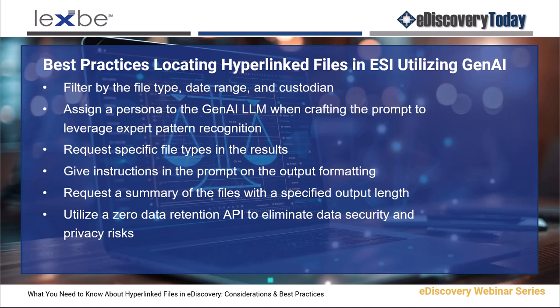To prevent a lot of non-document hyperlinks returning in the results, you'll want to define the document types you're looking for in the prompt. You'll also want to give the GenAI LLM instructions on how to format the output with the parent-child relationship, and you can include a summary as well. You'll always want to utilize a zero data retention API or plan to ensure that the LLM doesn't train on your case documents and doesn't retain your case documents.